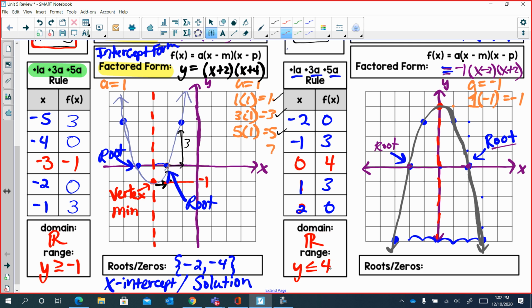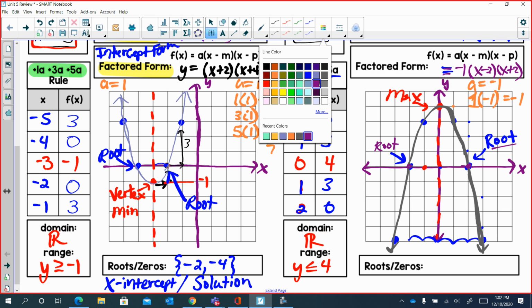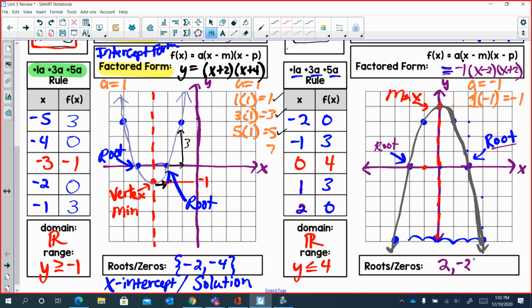-1? Where do you get -1 from? -1's right here, or -1 on the y. No, it's 4. You have to look at where the max is. The max is 4 units up. Okay. And then our roots and our zeros, we just talked about those. 2 and -2. So we don't put the whole point. You could just put the number. If you did the whole point, you would do the order pair. So you would say 2, 0, and then -2, 0.